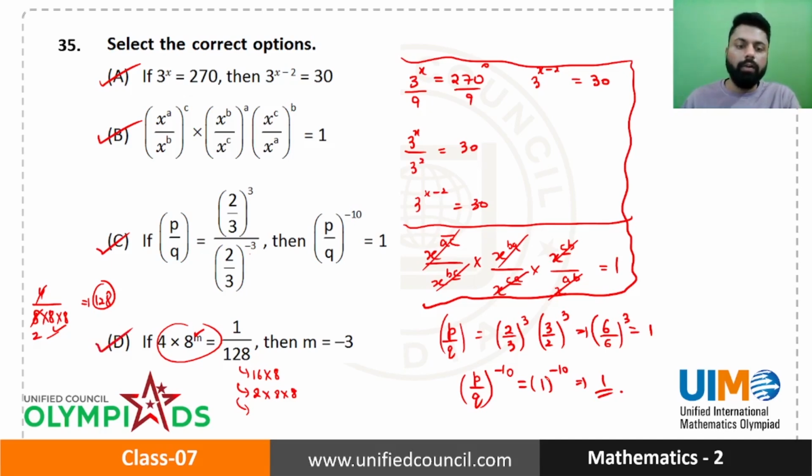But let's cross check the value of the first 3 options. So this is minus 3, so this will become 2 upon 3 as it is. So this is 2 upon 3 raised to the power 6, because it is getting multiplied. Now if you take its power minus 10, then that value, 2 upon 3 raised to the power minus 10, is not equal to 1. So C option is not the correct one. A, B and D are the correct answers.